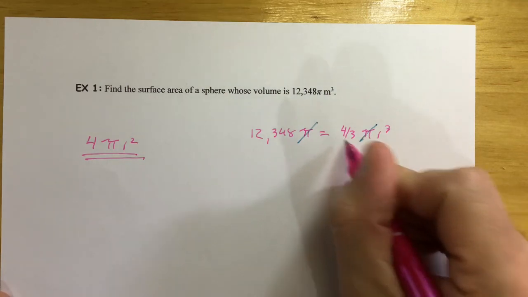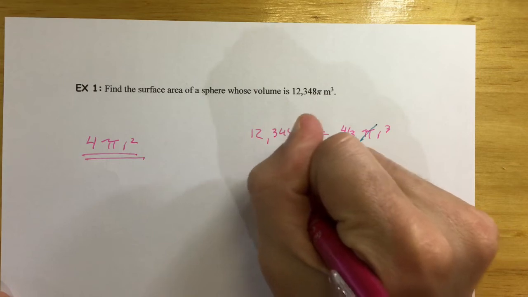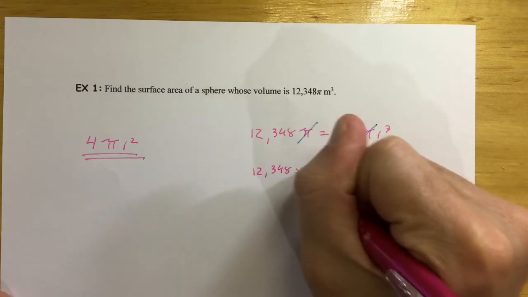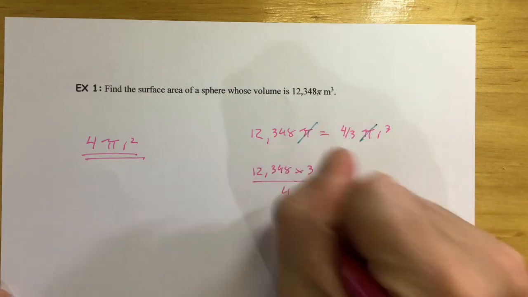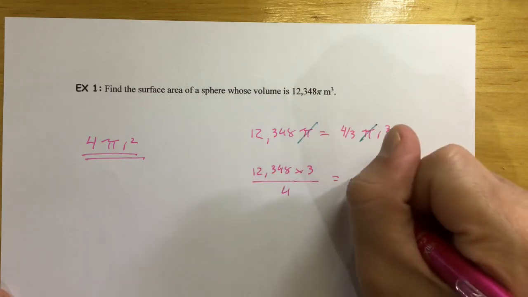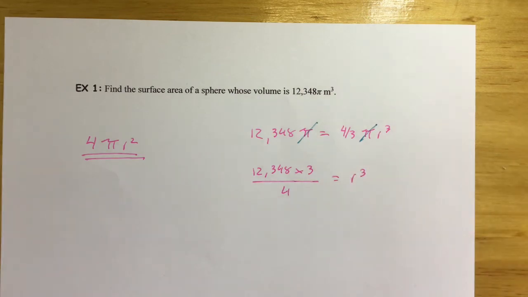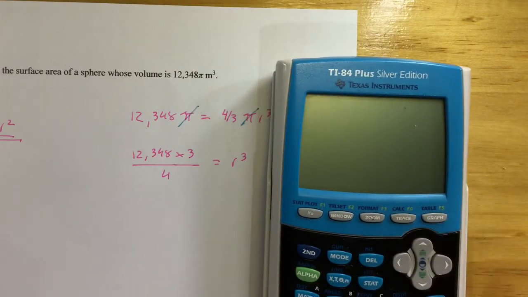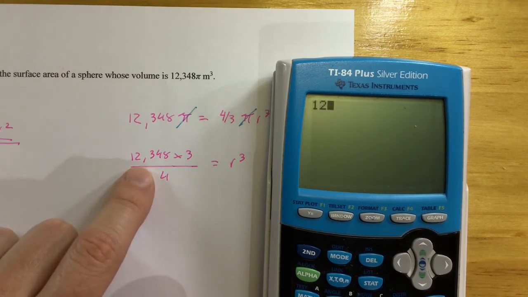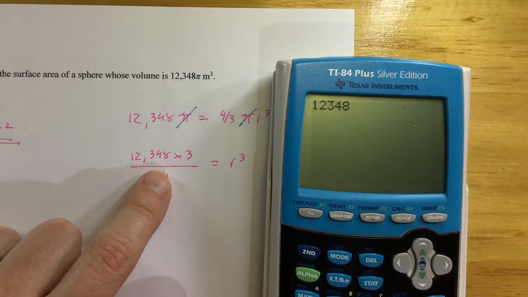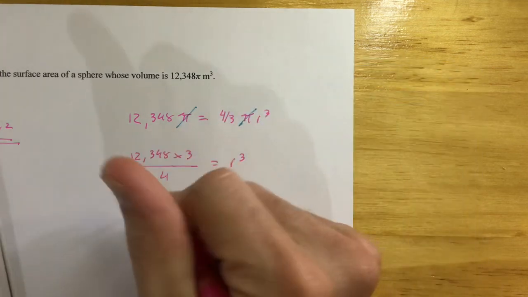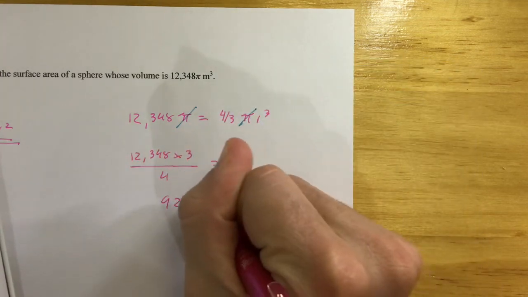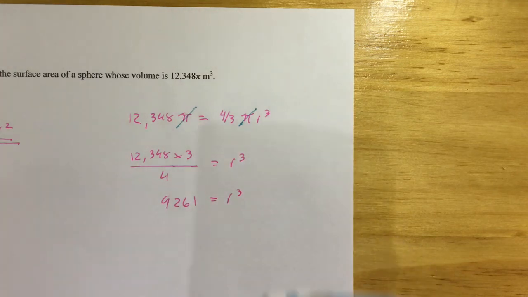All right, so next I got that fraction to deal with again. The way that I think of it is I multiply this side, so there's no pi anymore. Multiply that side by 3, divide the whole thing by 4, and that's going to give me back r cubed. So let me grab a calculator. We got 12,348. We're going to times that by 3, divide it by 4, and we get 9,261 equal to r cubed.